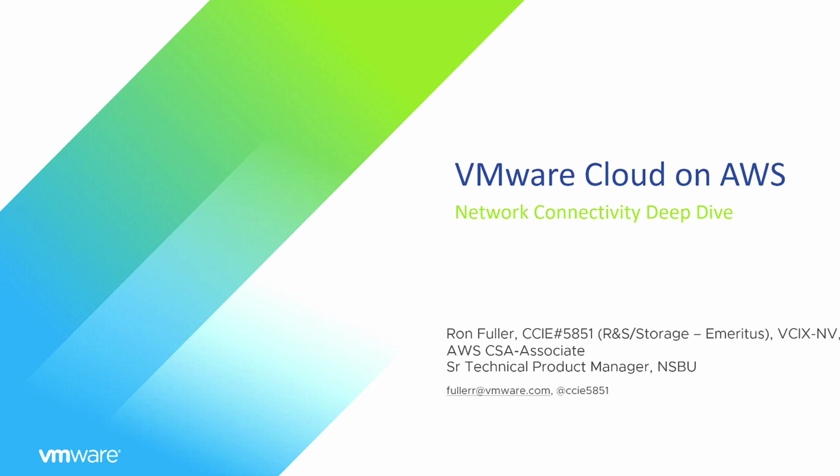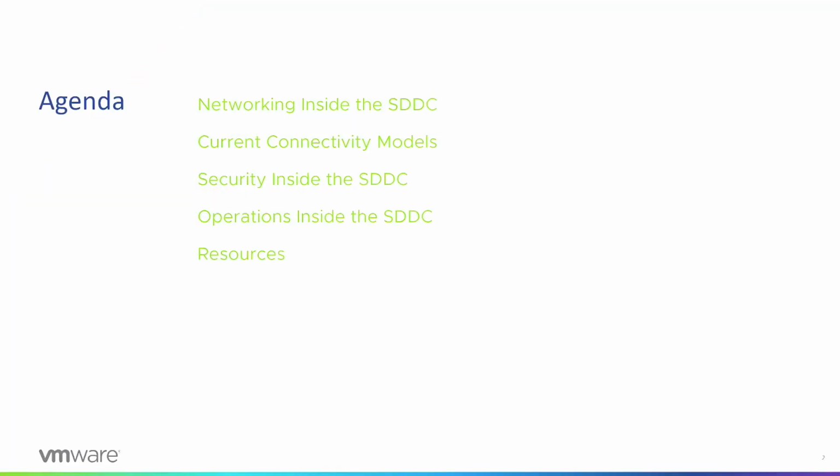So from a high level, we've got some topics we're going to cover with regards to networking inside the SDDC, the software-defined data center. How do we connect all the things inside of the data center together? And then where we'll spend the majority of our time is on the current connectivity models. How do you get from your on-premises infrastructure into the software-defined data center? There's a number of options, and we'll go through them, talk about some pros and cons with regards to where we see customers being successful, and dig into some of the fun networking aspects there.